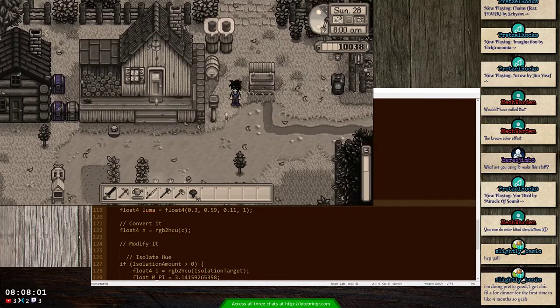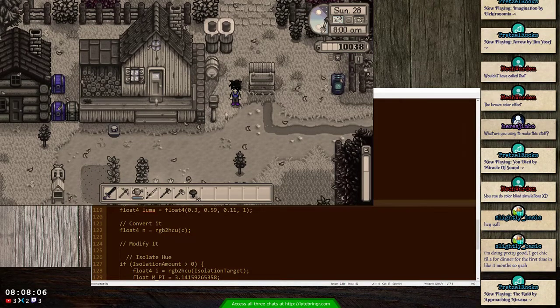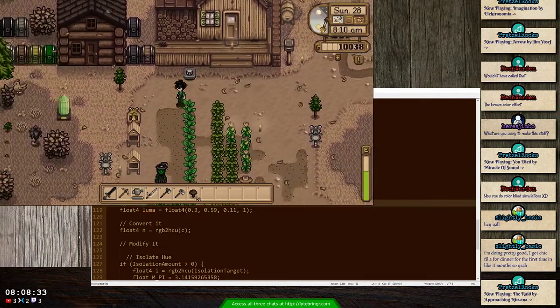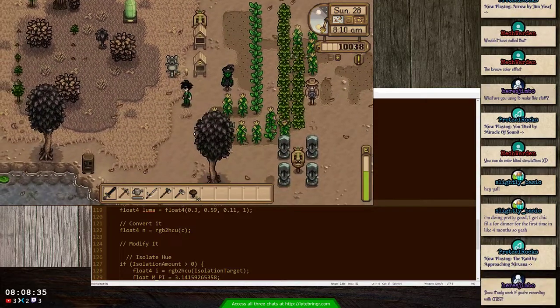Yeah, so here, that's a bit too aggressive. And so we're probably not going to want to use the blue. Let's try the green. And so with green isolation, the green stuff really kicks.